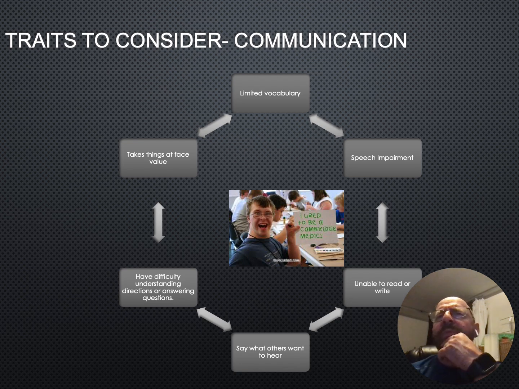Traits to consider when you're altering your approach to any patient with special needs: consider what their vocabulary is and alter the way that you communicate. Consider speech impairments and give them time to communicate. They may be unable to read or write, so consider how you assess or how you gather information. They may also say what others want to hear because they fear being abandoned or not protected. So make sure you're paying attention to those nonverbal cues. They may have difficulty understanding directions or answering questions, and they may take things quite literally at face value, which could be challenging when you explain procedures and those types of things.